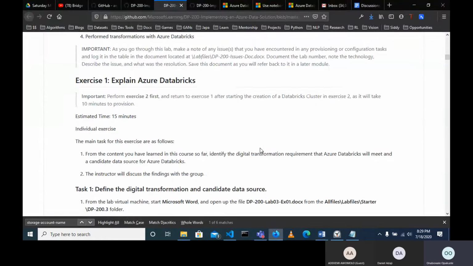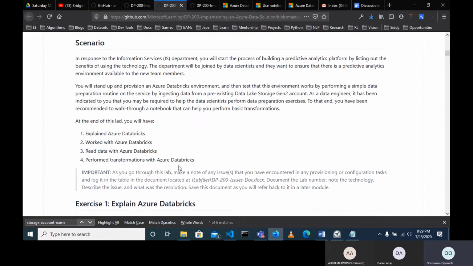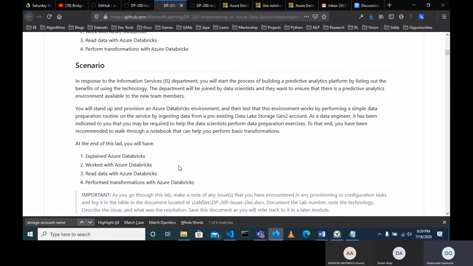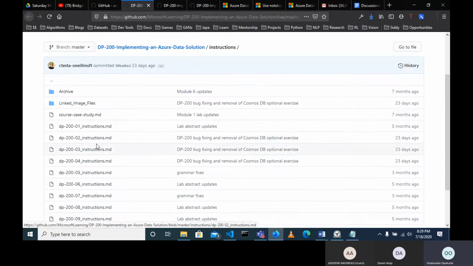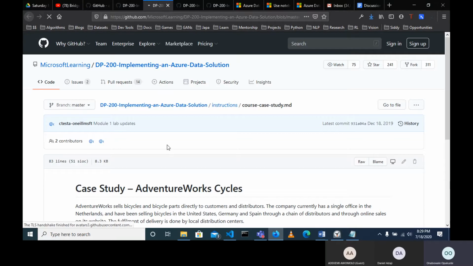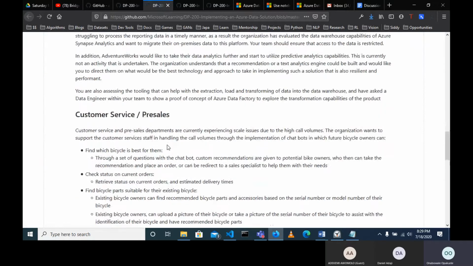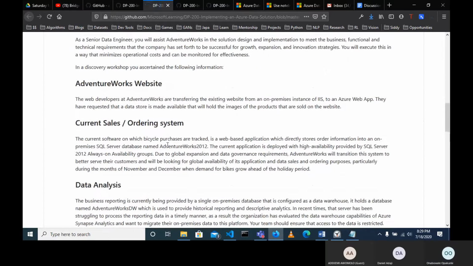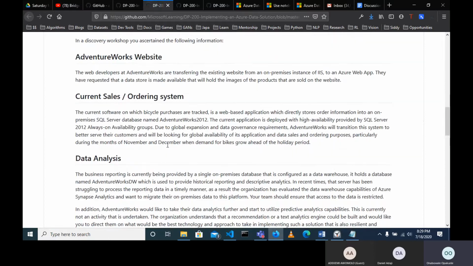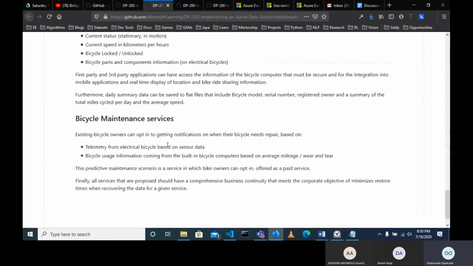Okay, so the next part is to identify a candidate data source for Azure Databricks. So let's look at what these people want. Okay, the Information Services Department. So what exactly do they want to achieve? Where is their data coming from? Or what kind of data are they storing that might inform us of what kind of data source we should use?